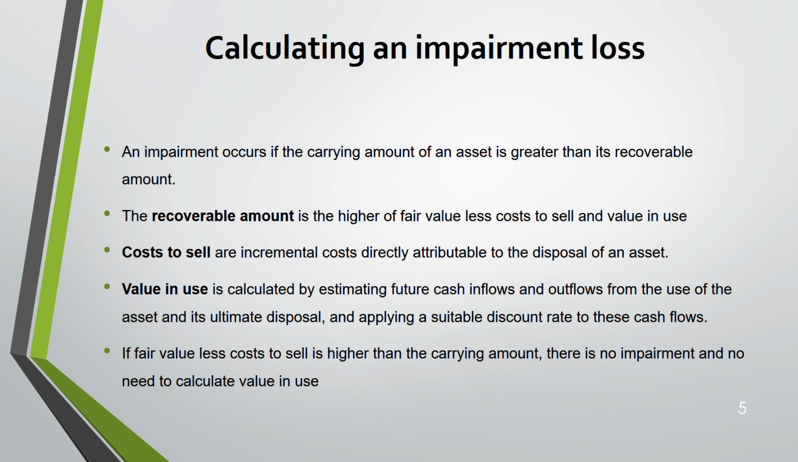If fair value less cost to sell is higher than the carrying amount, then understand there is no impairment. What did we say earlier? If carrying amount is more than the recoverable amount, impairment is there. But if recoverable amount is higher than the carrying amount, then there is no impairment. Okay? And if fair value less cost to sell is higher than the carrying amount, then no need to calculate value in use. You can stop there itself, saying there is no impairment.